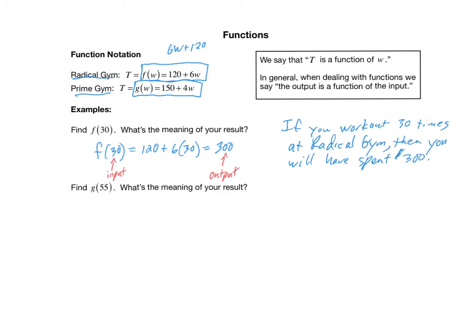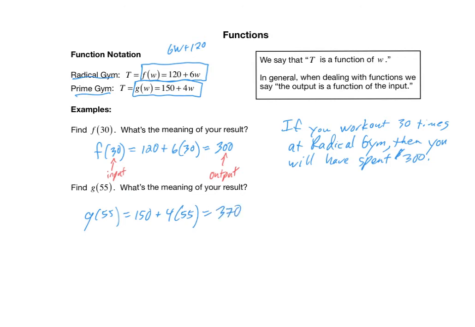Let's try another one. Let's find g of 55. And in this case, the function name is g, so that's telling us we are talking about Prime Gym, not about Radical Gym. So we want g of 55. So 55 is our input, and we see up here, to get the corresponding output, we do this computation: 150 plus 4 times w, whatever that input is. So we've got 150 plus 4 times w, in this case 55, so 4 times 55. And now if we do the arithmetic, we've got 4 times 55 is 220, plus 150 is 370.